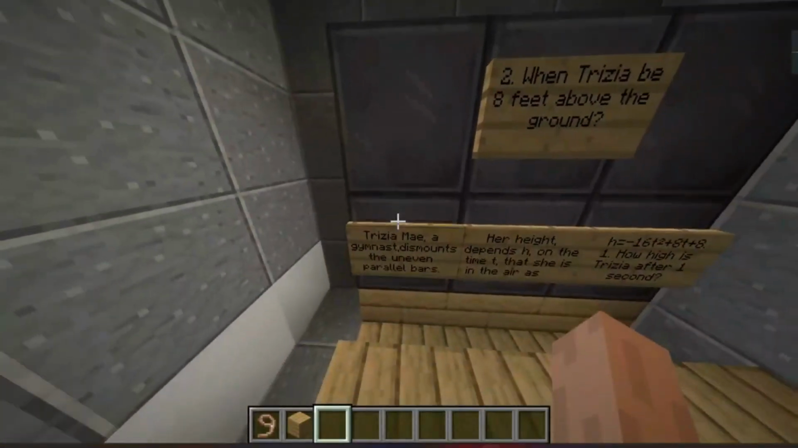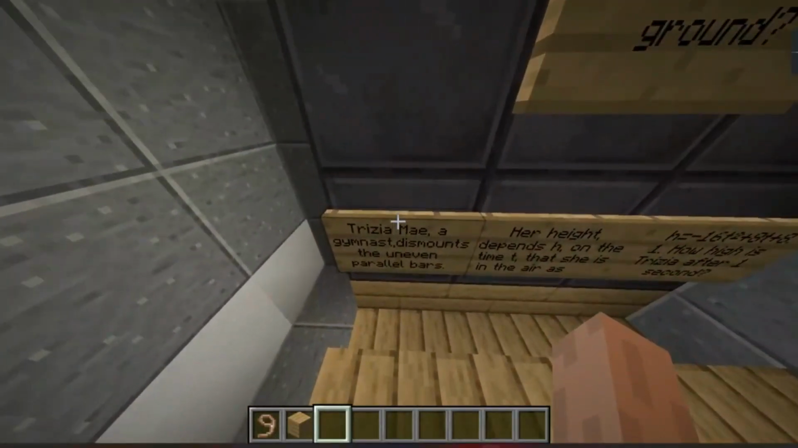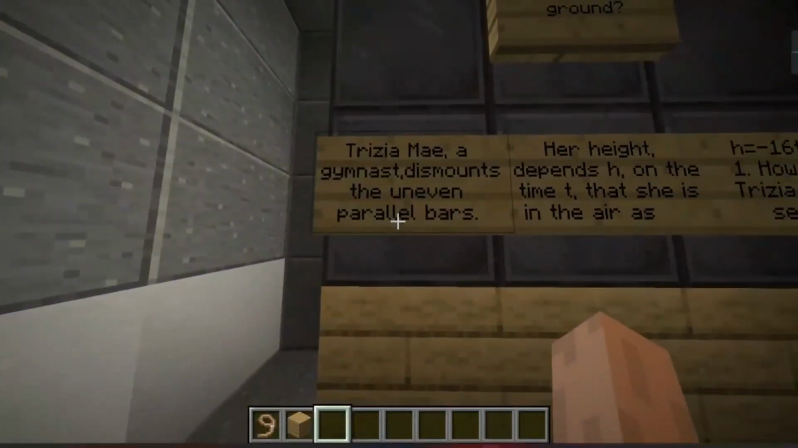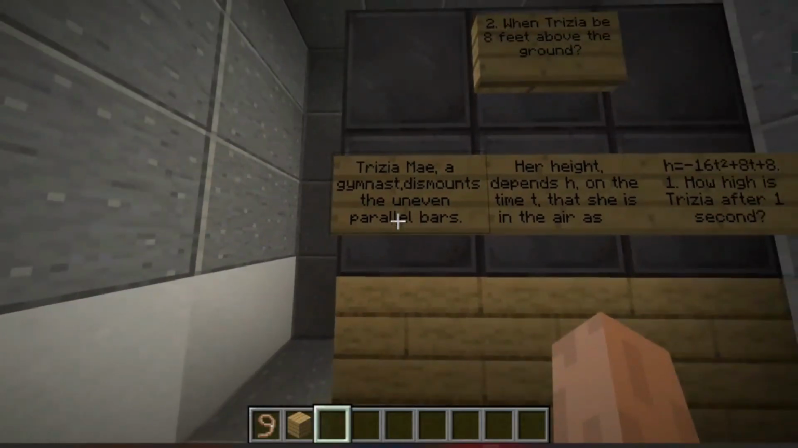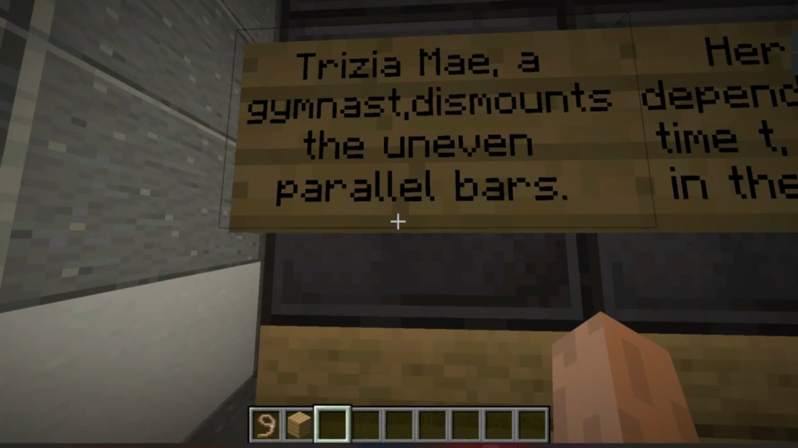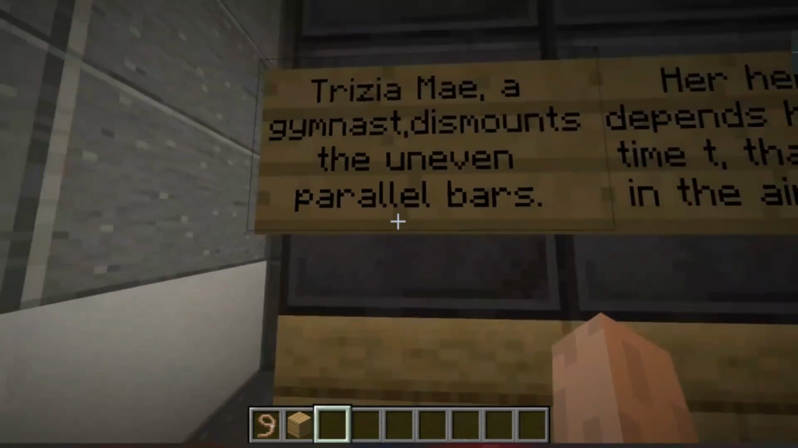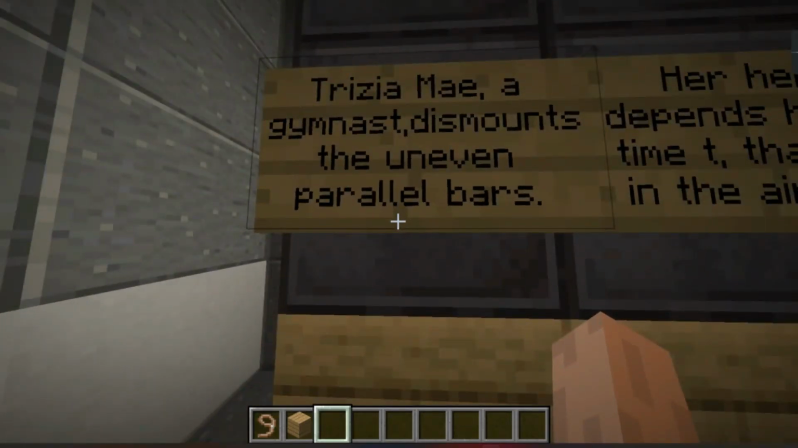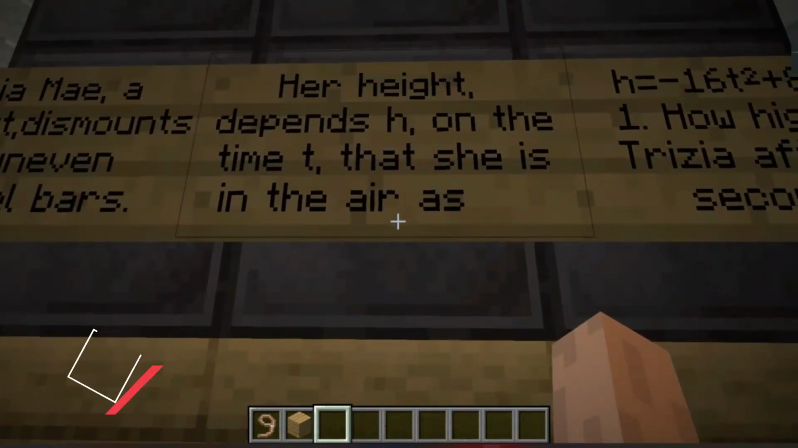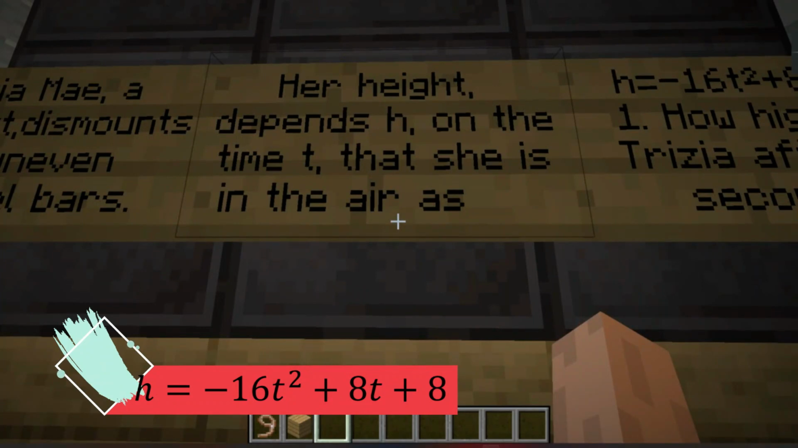Let us visit computer laboratory and answer this. Tricia May, a gymnast, dismounts the uneven parallel bars. Her height h depends on the time t that she is in the air as h is equal to negative 16t squared plus 8t plus 8.